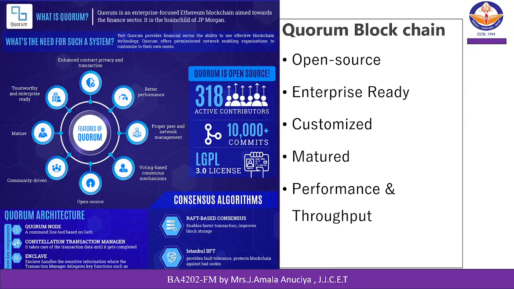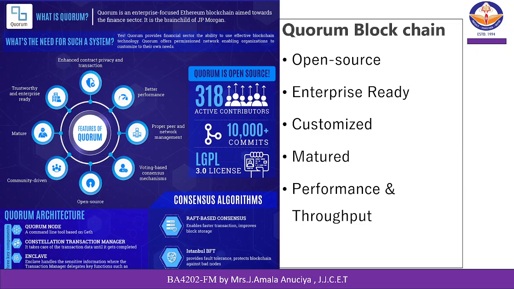The Quorum architecture consists of the Quorum node, constellation, transaction manager, and enclave. It is open source, enterprise ready, customized, and mature, with good performance and throughput. Quorum is open source, which means it has 318 active contributors, over 10,000 commits, and eligible licenses for a blockchain.